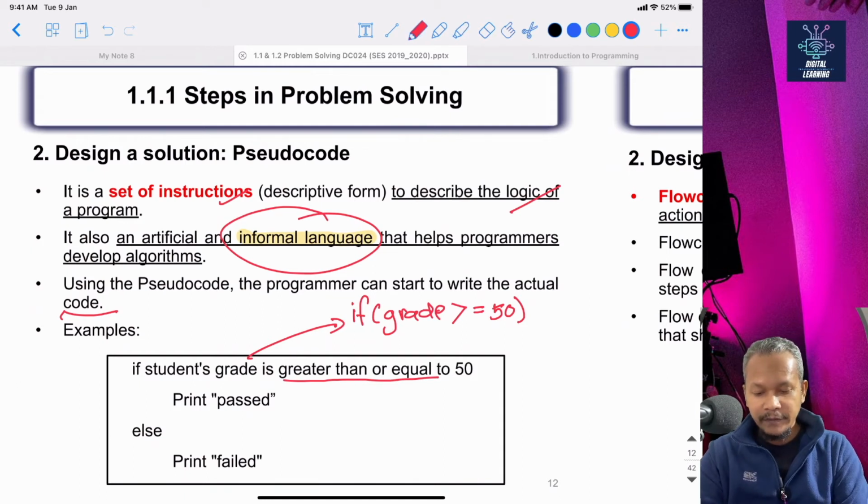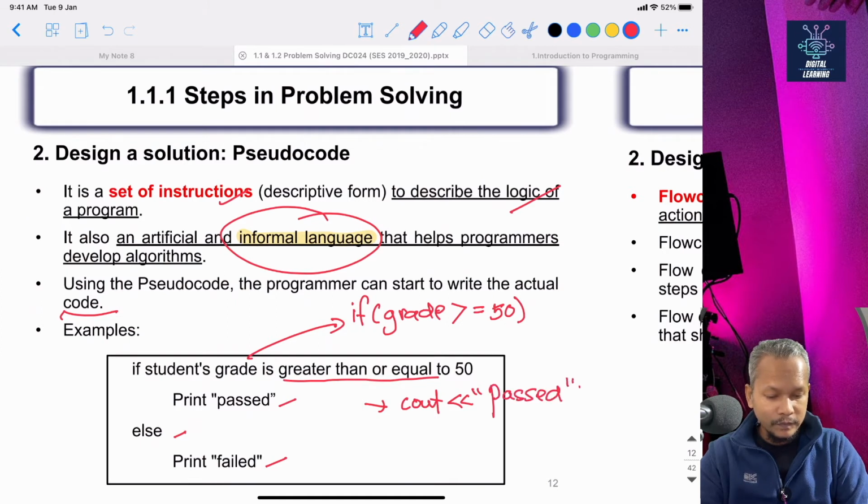Okay, this one is print pass, else fail. Else means otherwise, it's not true, false. So print pass. If we are using the computer language, maybe here we can write cout pass. So that is very difficult for you. You need to write down the syntax of a program.